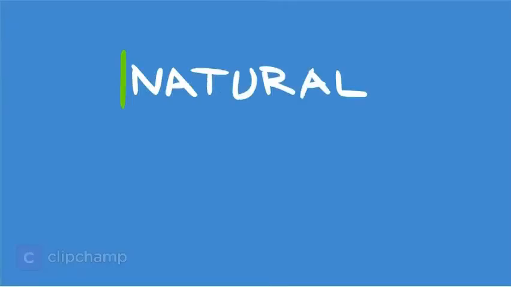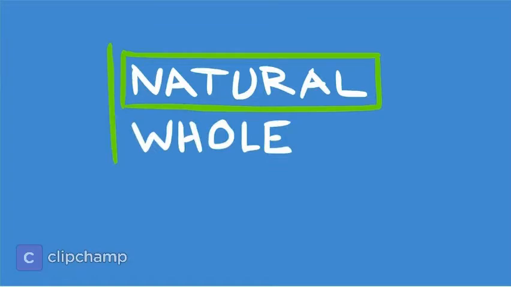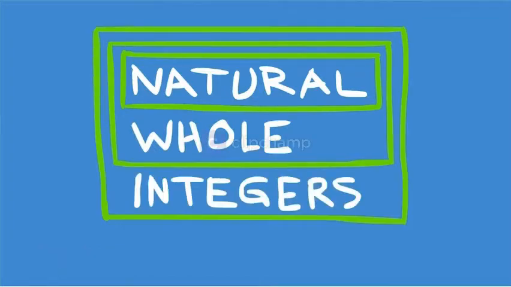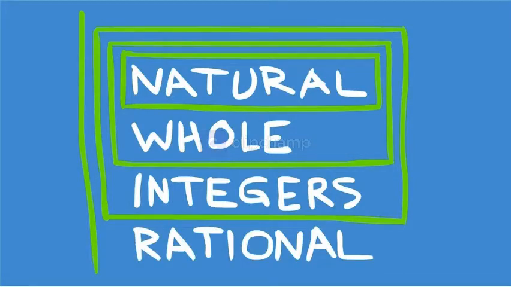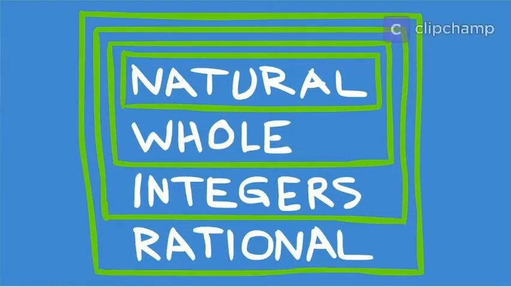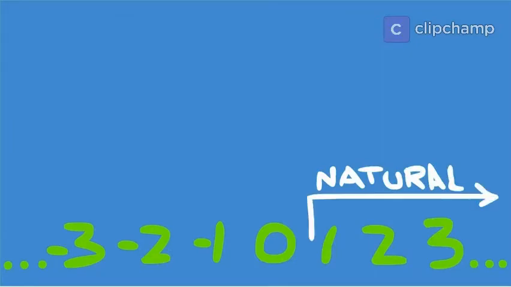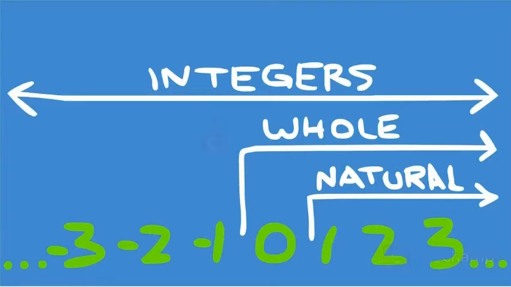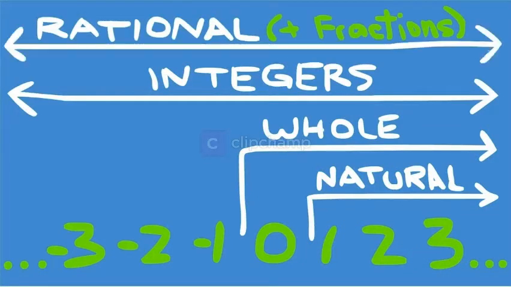All natural numbers are whole numbers. All whole numbers are integers. All integers are rational numbers. Now listen to the drummer.